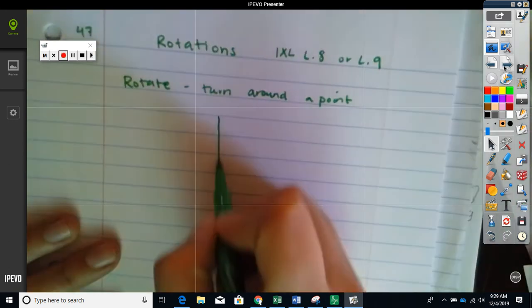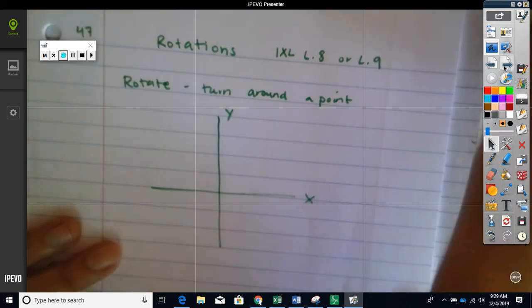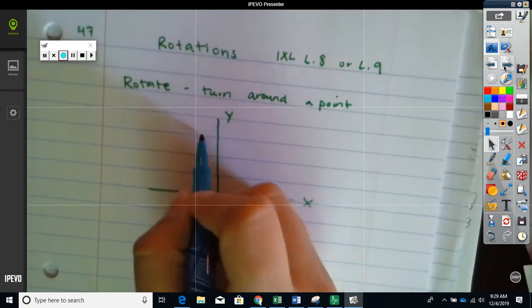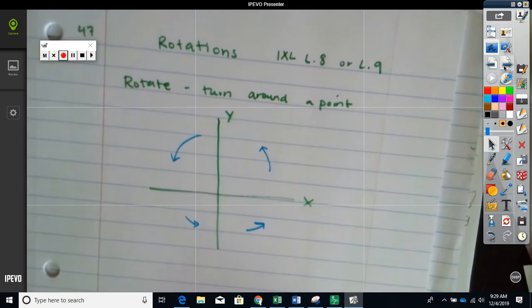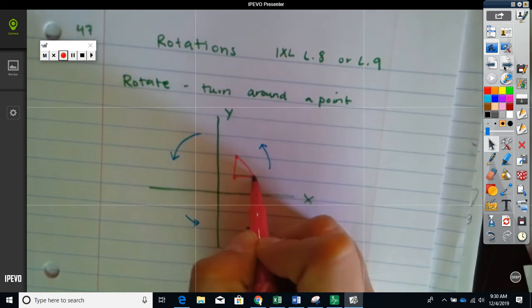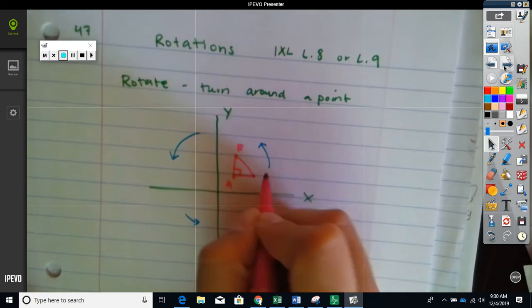So in our notes, what I would like for you to do is draw the X and Y axis. Okay, and then we said we're rotating this way, counterclockwise. Okay, and each one of these boxes is 90. So if we had a triangle here, okay, and we were going to rotate this, and we'll say this is A, this is B, this is C, around the origin.